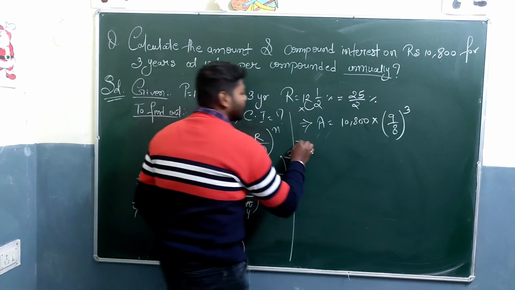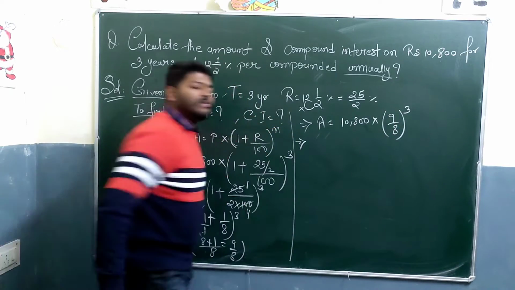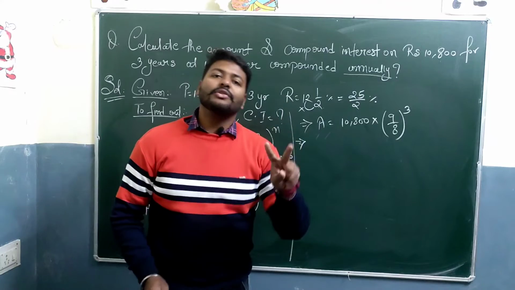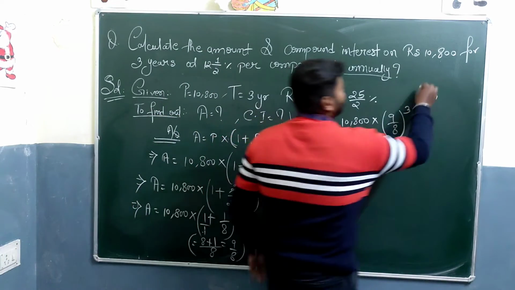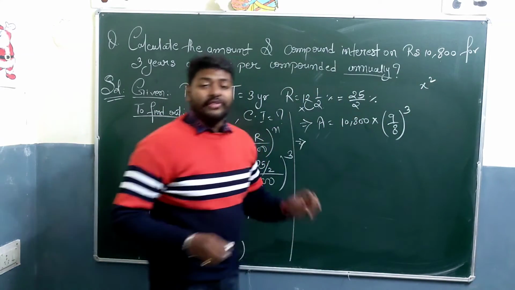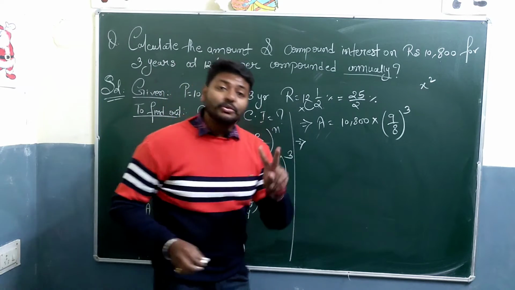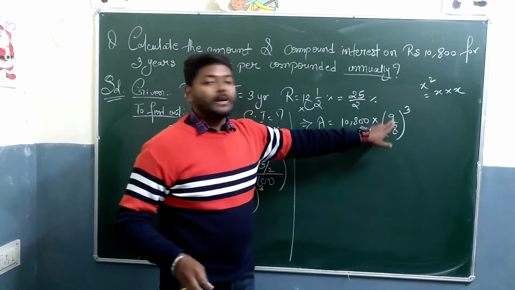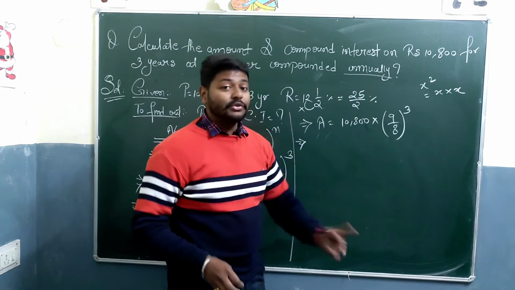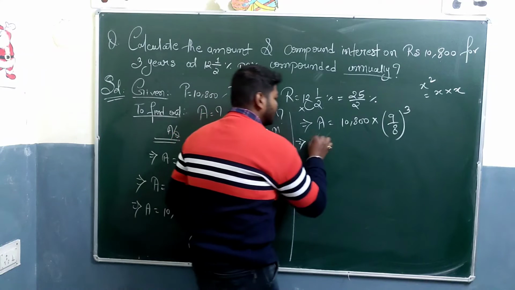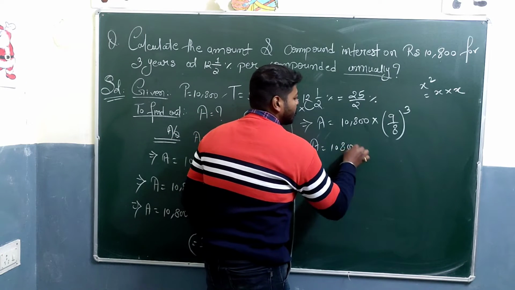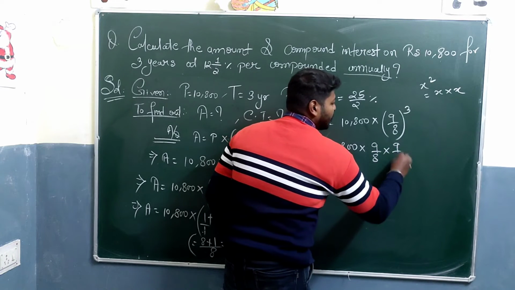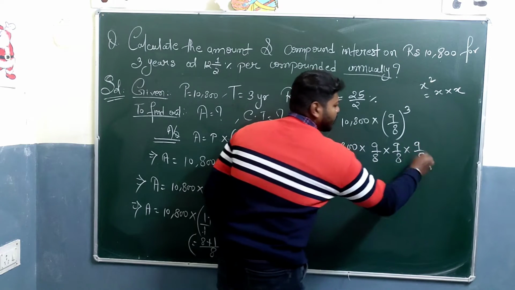Now power 3 means, as we have learned in the exponent and power chapter, if we have x to the power 2, we write the variable x two times as x into x. So here the power is 3, so we will write this fraction 3 times. So amount is equal to 10,800 into 9 upon 8 into 9 upon 8 into 9 upon 8.